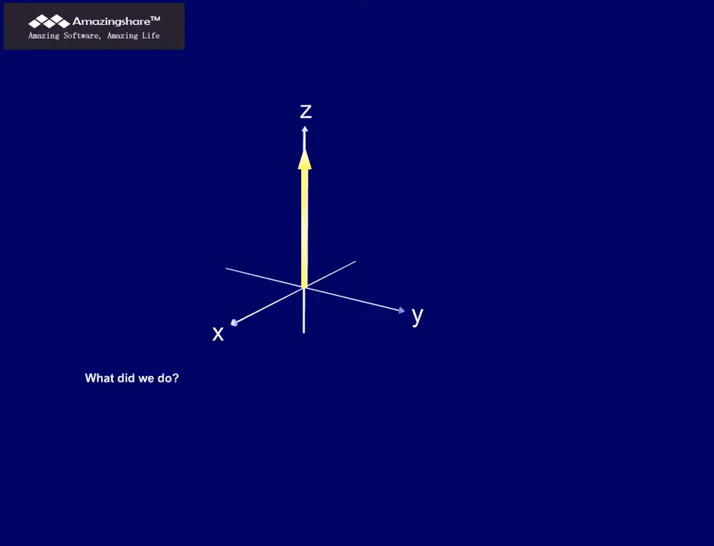What did we do? First, we sent in a 90-degree pulse, resulting in some transversal magnetization. Immediately after the 90-degree pulse, we have a maximum transversal magnetization. However, this transversal magnetization disappears due to T2 effects.